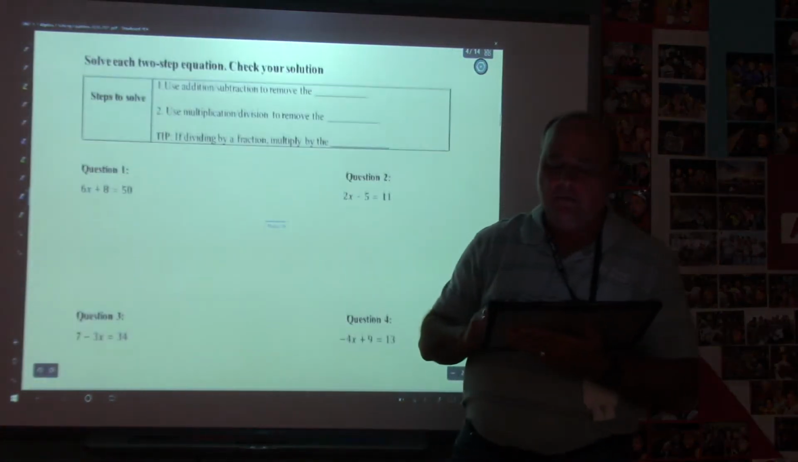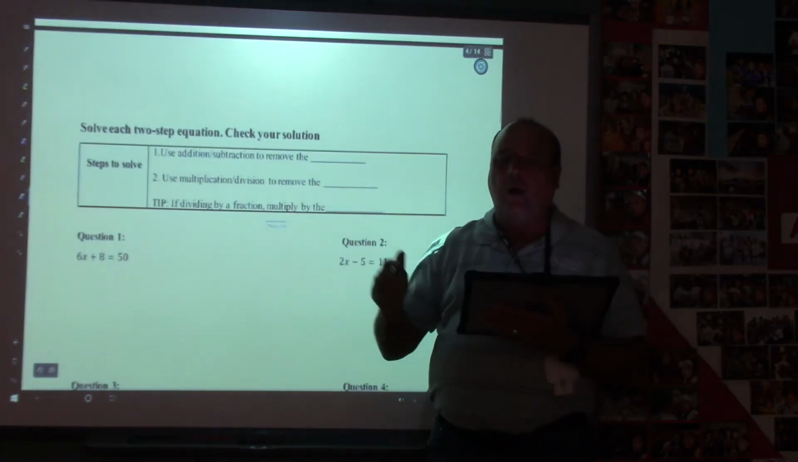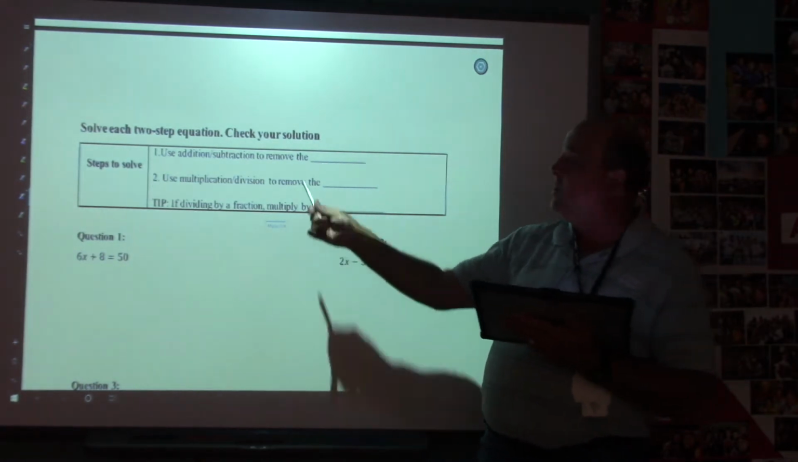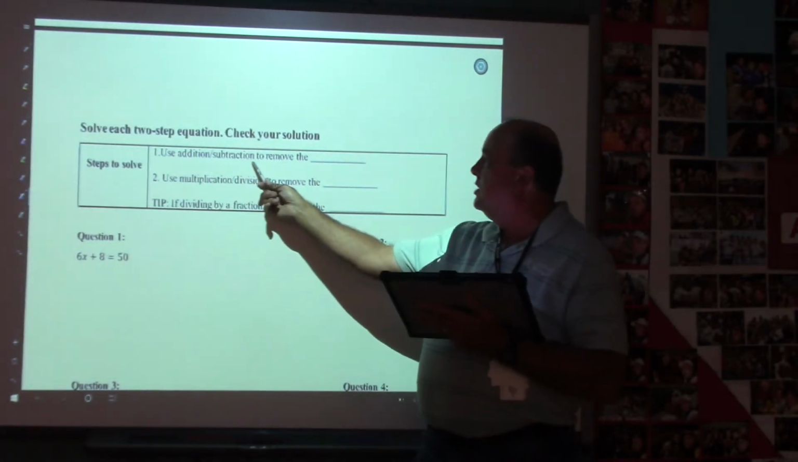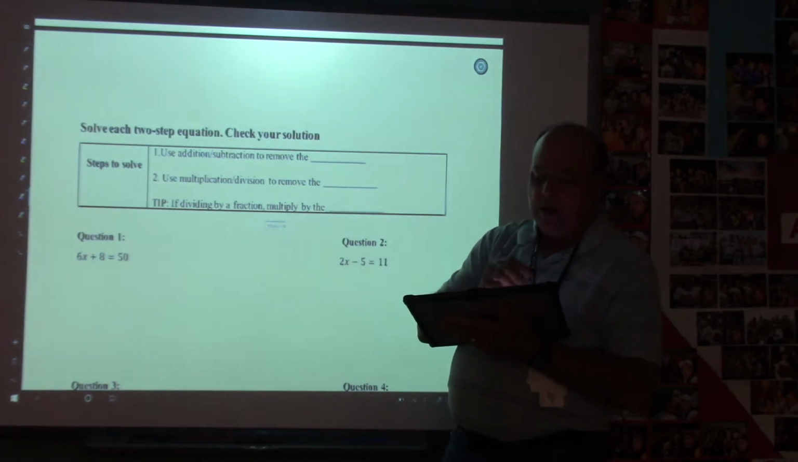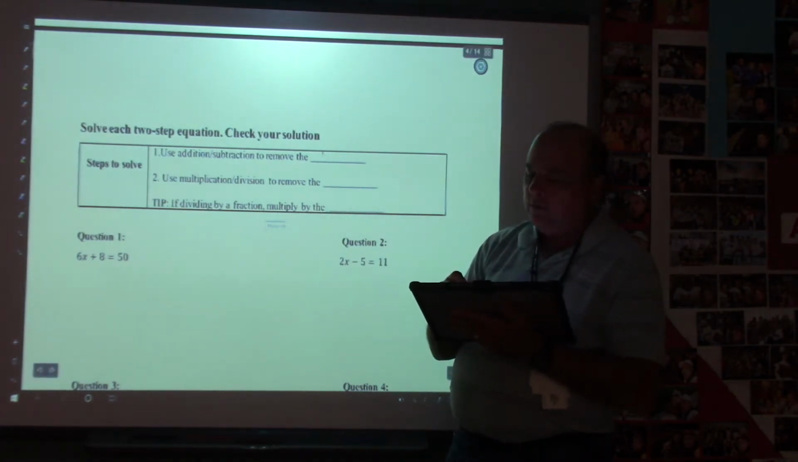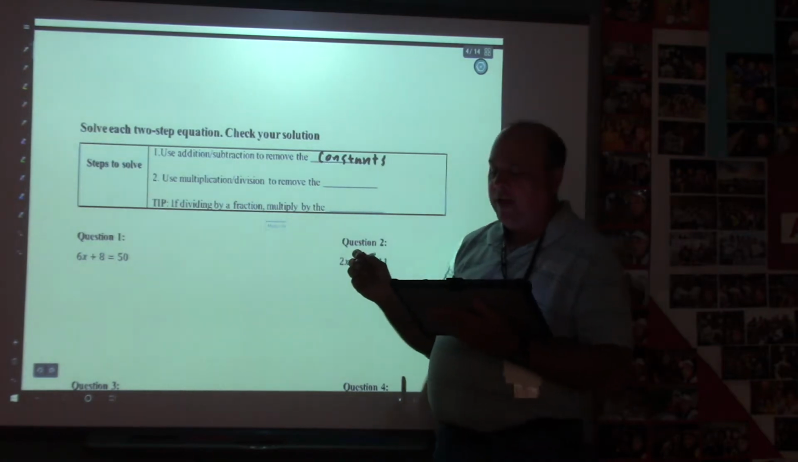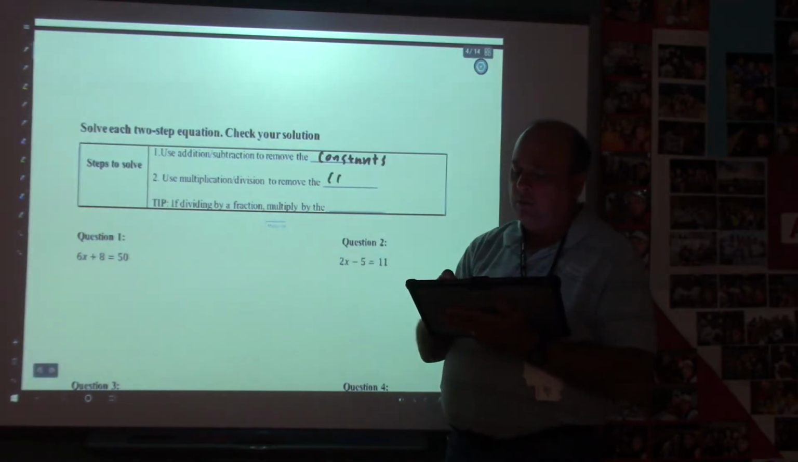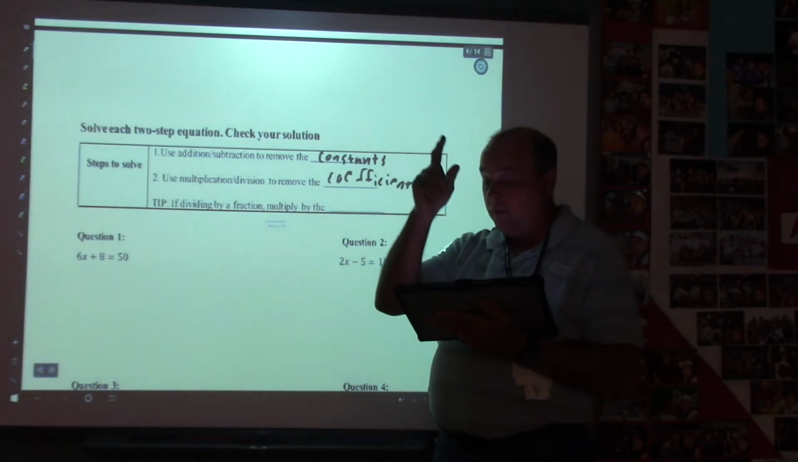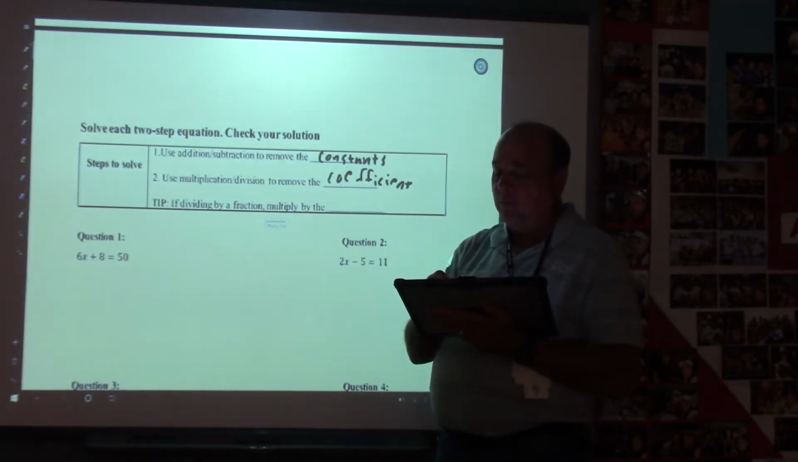I'm going to have you rewrite the steps we wrote yesterday. First, let's fill in these blanks. Use addition and subtraction to remove the constants. Use multiplication and division to remove the coefficient. That you're learning with more power. If dividing by a fraction, multiply by the reciprocal, we are not doing that. We're getting rid of the fraction. Okay?